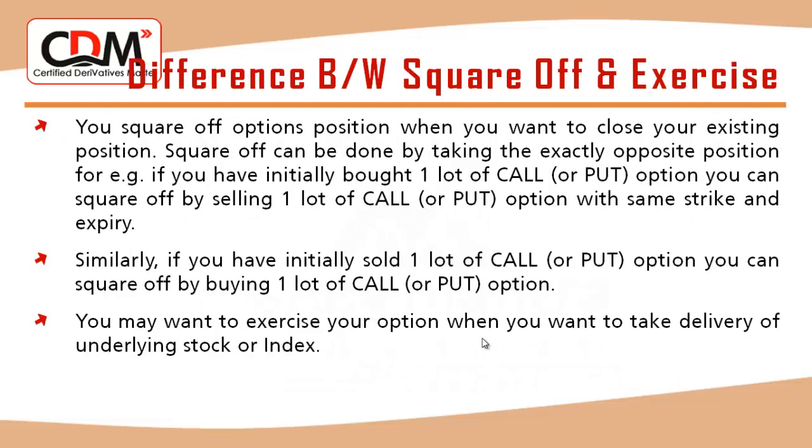Now, what is the difference between square off and exercise? We just had an example. Exercise means taking a physical delivery, and square off means simply booking the profit. This is the difference between square off and exercise. You can also read it on your screen. It is pretty much self-explanatory. You just square off the position, and you will book the profit or the loss. That is called simple square off, buying and selling. And exercising means taking a physical delivery into a demat account.